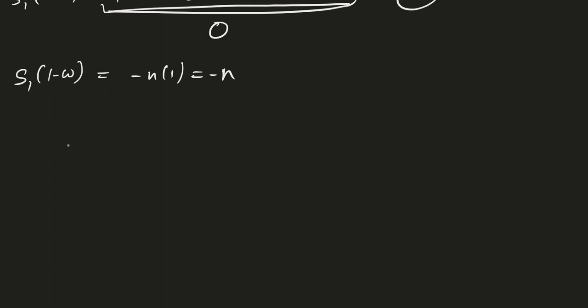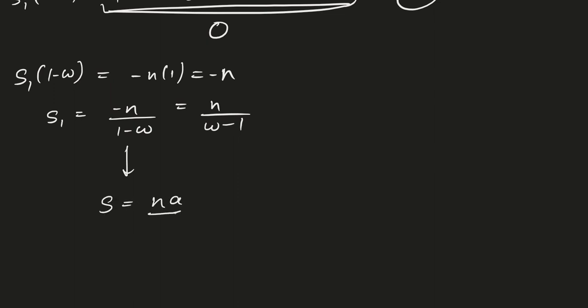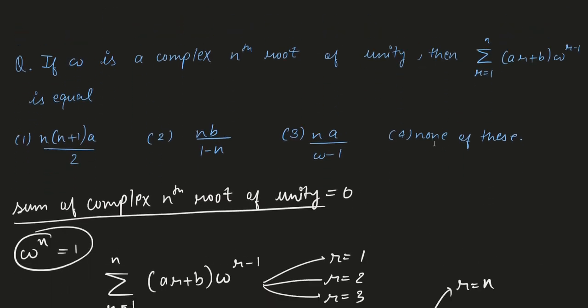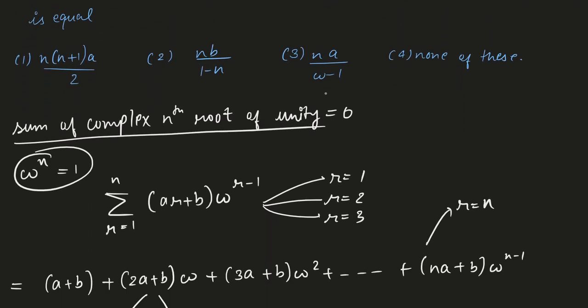And S1 is equal to minus n upon 1 minus omega, or we can say n upon omega minus 1. And to convert it into a more general term, we can say S is equal to n a upon omega minus 1, and this is the answer. S is equal to na upon omega minus 1. Hope you understood.